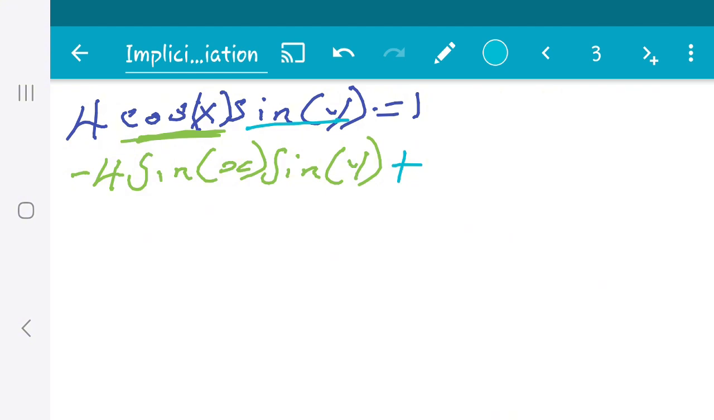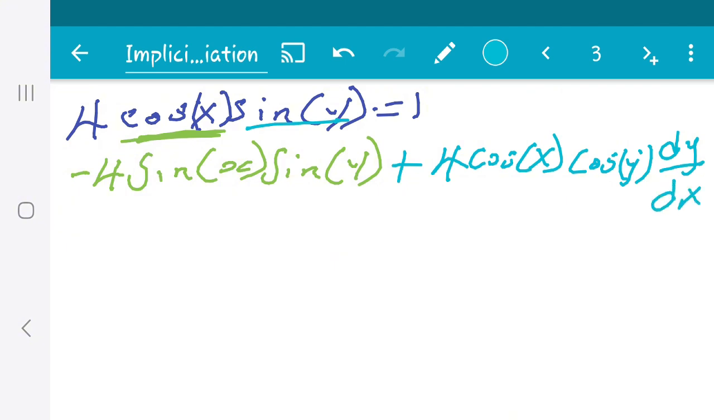So this means we can say 4 cos of x multiplied by the derivative of sine y, which is cos y. But because we're deriving y, we have to multiply with dy over dx, and all this is equal to 1. So the derivative of 1 becomes 0.